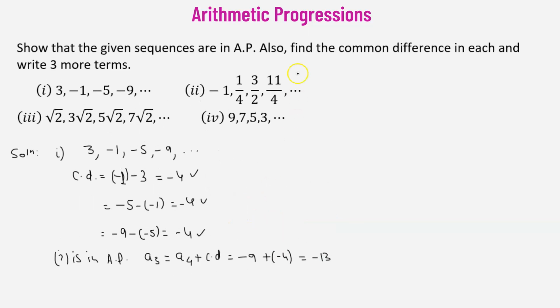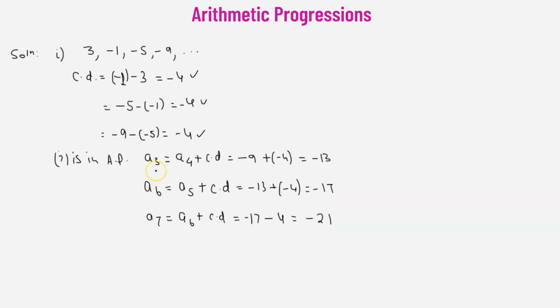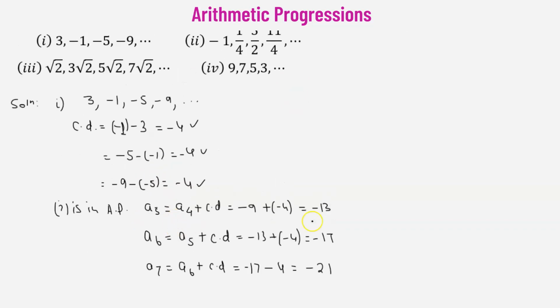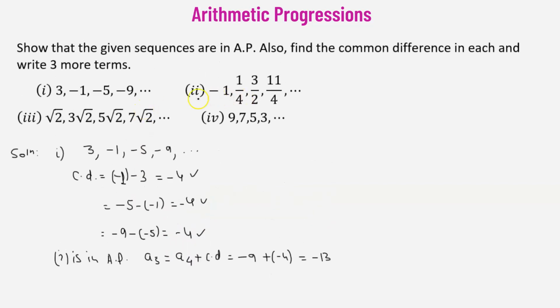Fine. So how many terms? We need to find 3 more terms. So this is A5, A6, and A7. These are the 3 terms for the given arithmetic progression. Fine. So now we will start with number 2.